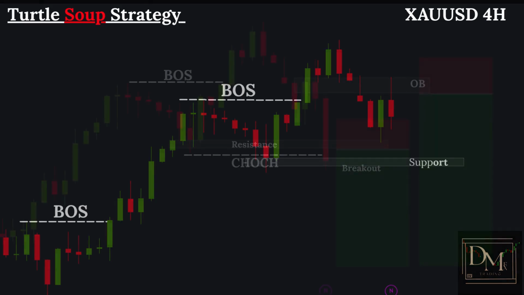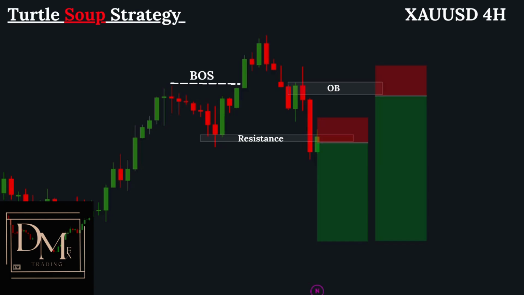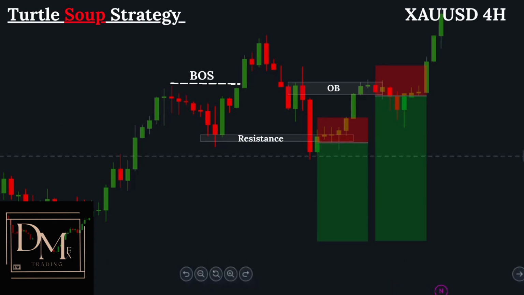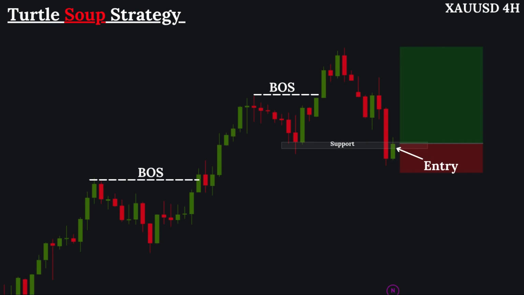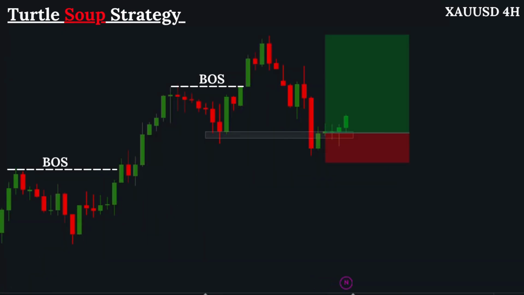Have you ever chased a breakout, only to watch price reverse and stop you out? You waited. You believed in the breakout or trend continuation and decided to sell at resistance or order block, but the market and smart money had other plans. What if I told you that fake breakout wasn't a mistake? It was the real opportunity.